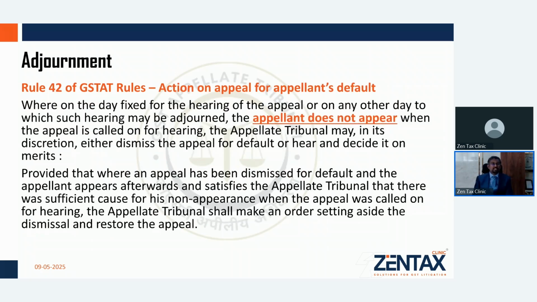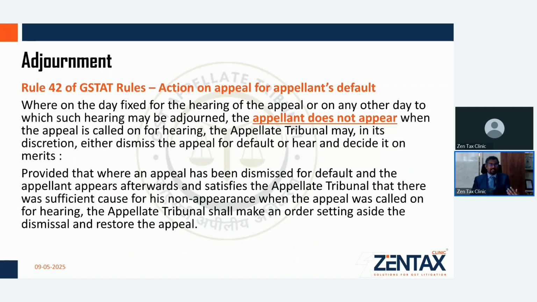Rule 42 of the GST Appellate Tribunal rules talks also about adjournment when the appellant does not appear. I made an appeal, but I did not appear on the day the date was fixed for hearing. I did not seek an adjournment also. Then what would happen? In such a situation, the Appellate Tribunal may, in its discretion, decide to dismiss the appeal for default. He did not come, I will dismiss it. Or hear the appeal and decide it on its merits.